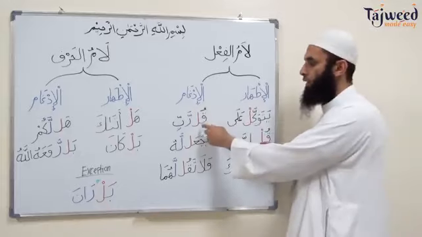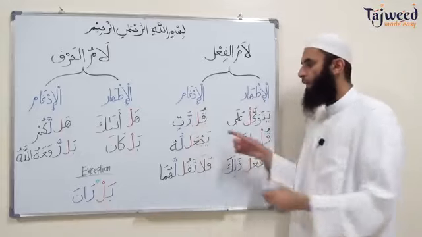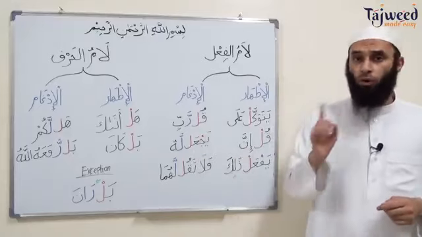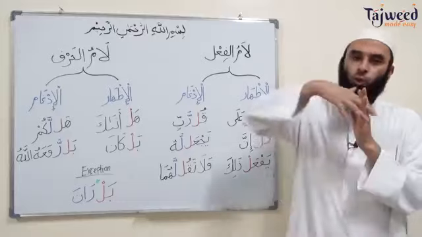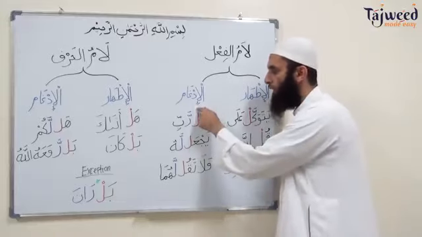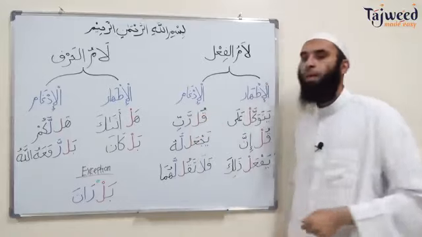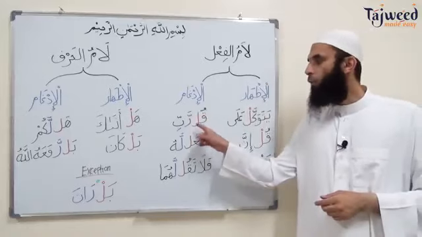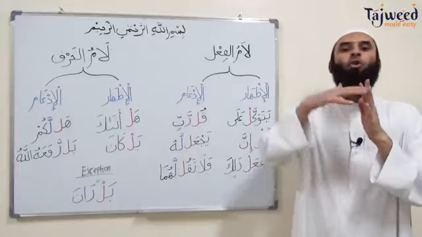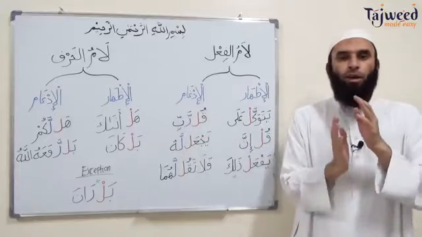Now here, when there's a verb that ends with the lam sakina and the following letter is lam or ra, then this lam is going to merge onto that letter. On the lam sakina, you're not going to find a sukoon, and the following letter will have a shadda. So instead of saying qul rabbi clearly, we're going to merge the lam into the ra.